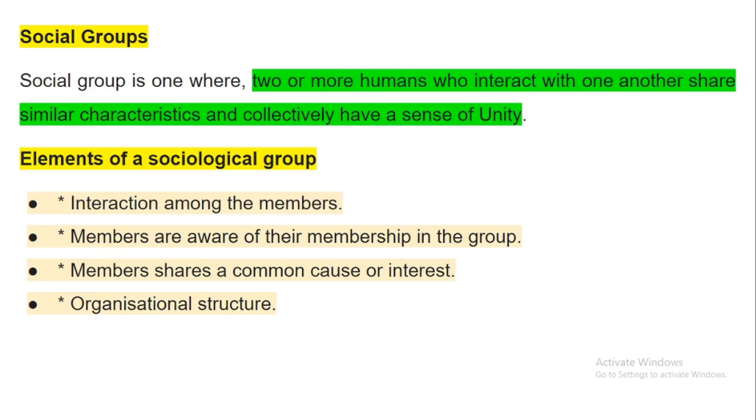We know that a social group is one where two or more humans interact with one another. Social group means two or more people interact with one another and share similar characteristics that they can share with each other, and collectively have a sense of unity.